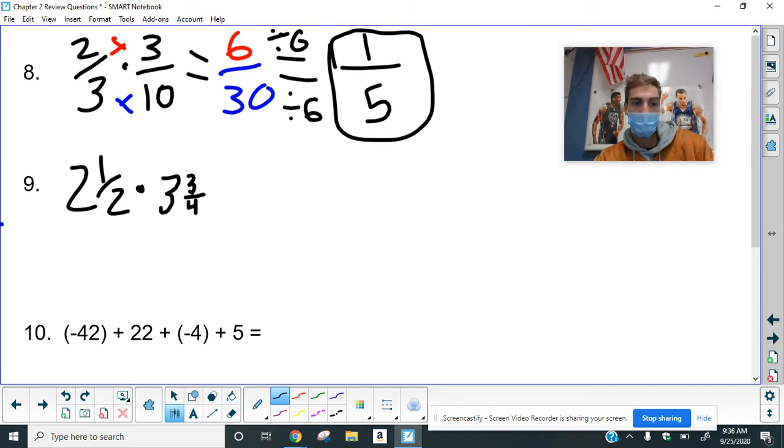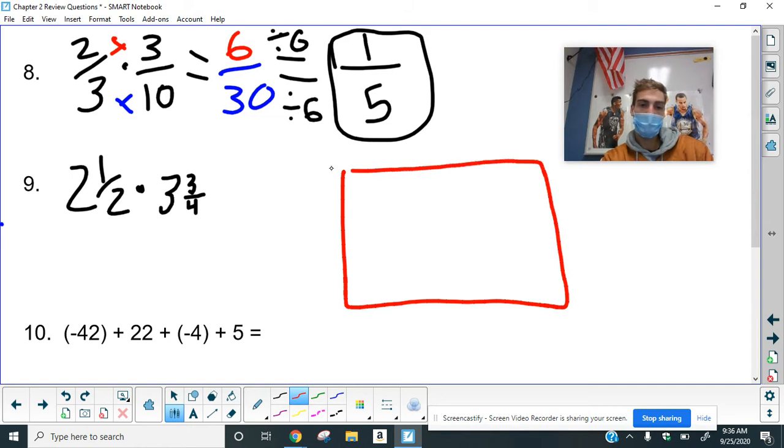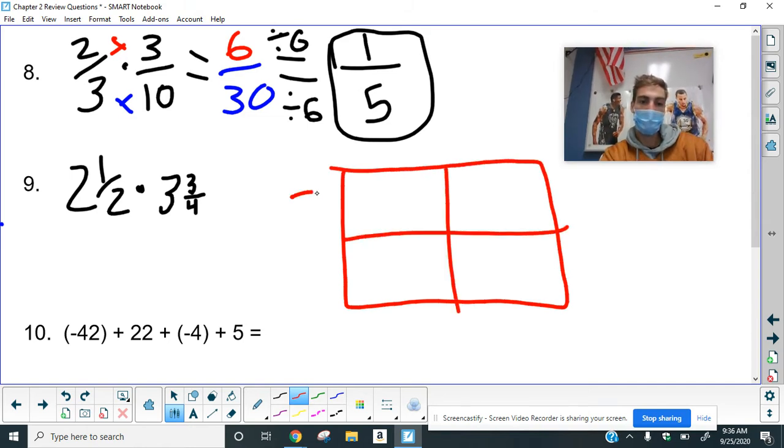Final answer. And then we have 2 1/2 multiplied by 3 3/4. So you're probably thinking, okay, we could probably just do 2 times 3, and then we could do 1/2 times 3/4. But that's not exactly how we can do this. And so what I'm going to do is turn these into improper fractions. You could also draw your rectangle, and you could do 2 1/2, 3 3/4, and then you could multiply and then add all of the sums together.